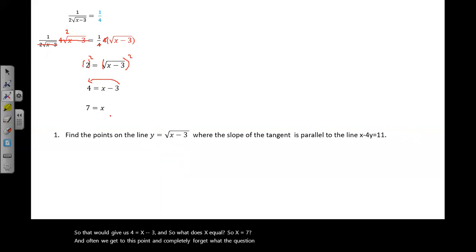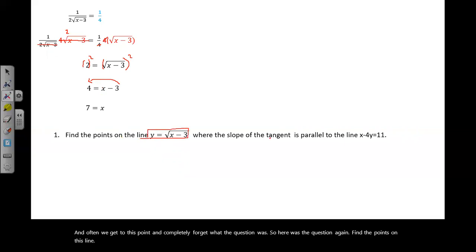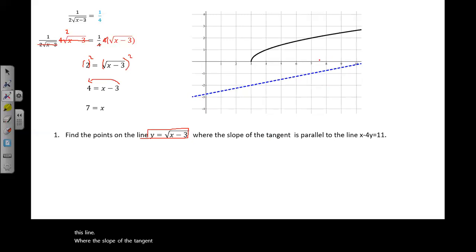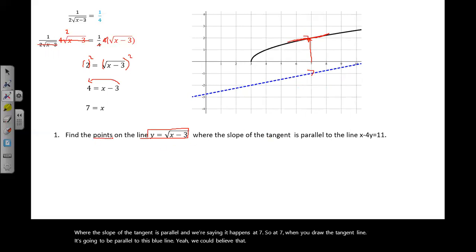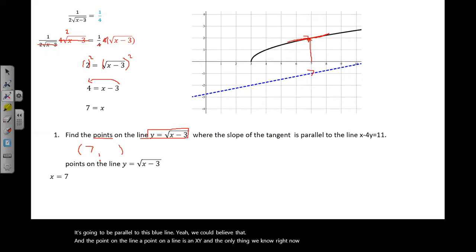And often we get to this point and completely forget what the question was. So here was the question again. Find the points on this line where the slope of the tangent is parallel. And we're saying it happens at 7. So at 7, when you draw the tangent line, it's going to be parallel to this blue line. Yeah, we could believe that. And a point on a line is an x, y. The only thing we know right now is 7. So we're going to need to find out what y is.